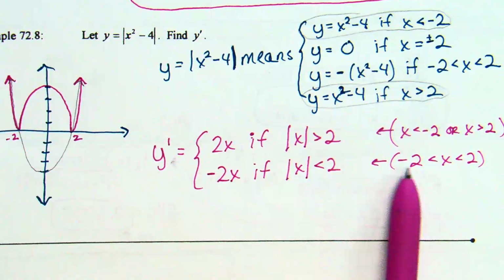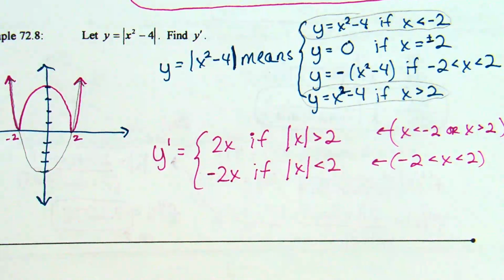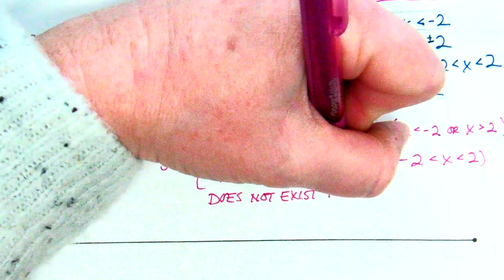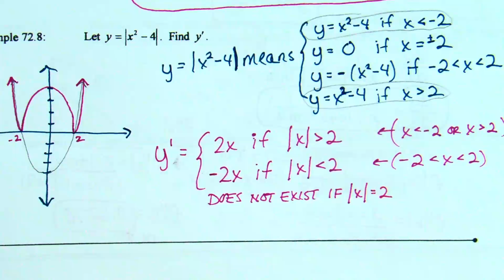And then what's the other part I skipped? Those hard points, right? And so the derivative does not exist if x is what? Okay, x is plus or minus 2. I'm going to be consistent here. How about if I say the absolute value of x is 2? Which, again, is the same thing as saying x equals plus or minus 2. And I'm not saying you can't use the other ways, not saying that at all, but it's good to recognize the equivalence there. Okay?